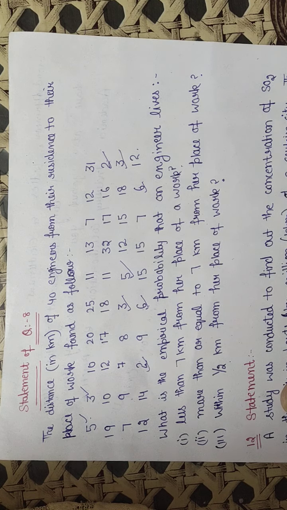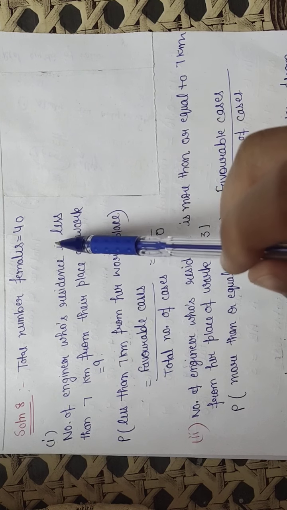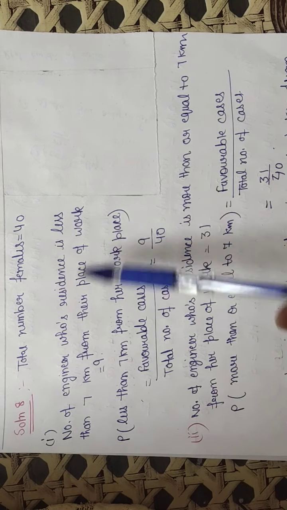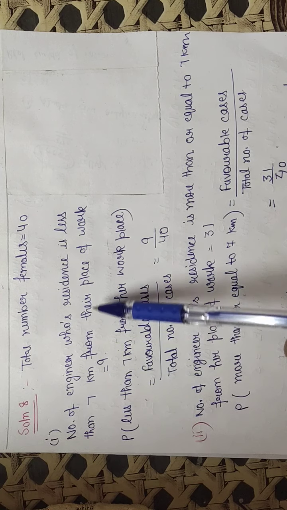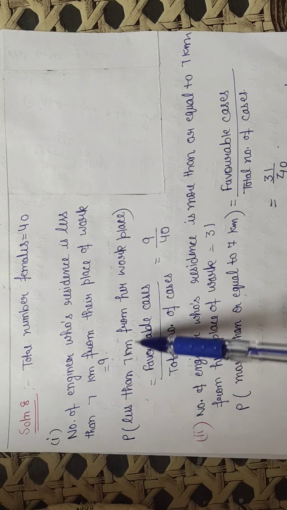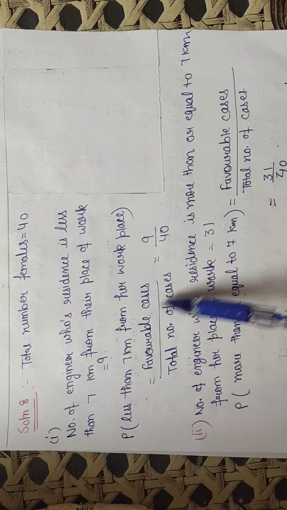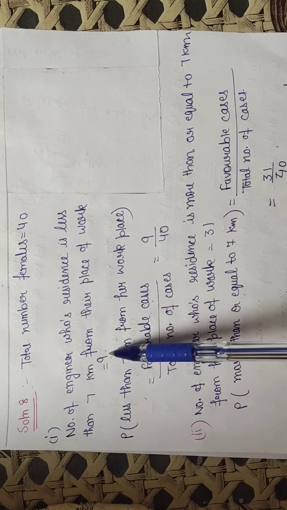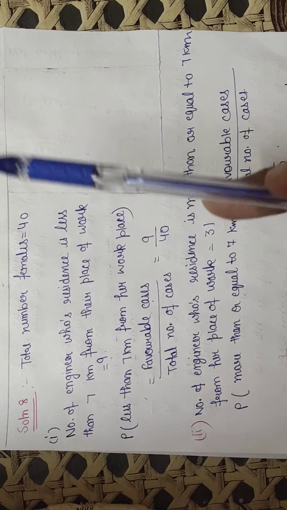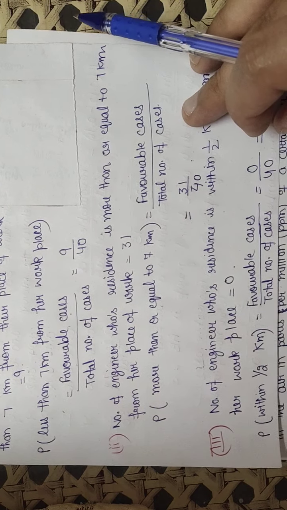Now see the solution of this question. Total number of female workers are 40. Number of engineers whose residence is less than 7 kilometers from their place of work, that are 9. So probability of less than 7 kilometers from her workplace is favorable cases divided by total number of cases. Favorable cases are 9, total number of cases are 40. In second part, you have to find more than. So this is the case of more than.